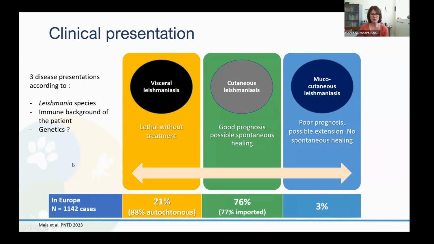So a recent very nice study has reported an estimation of European cases. And in Europe, you see here that mainly cutaneous leishmaniasis cases are diagnosed, 76%. Most of them are imported cases. 21% of Leishmania cases are visceral leishmaniasis, and most of them are autochthonous cases, and a small number of cases are also diagnosed with mucocutaneous leishmaniasis.